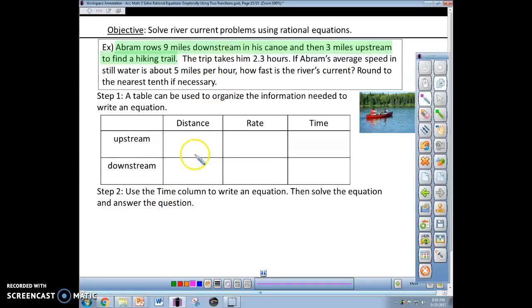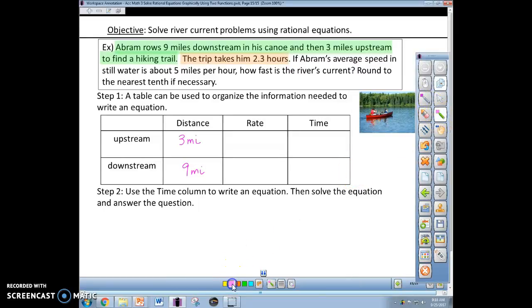A table is a good way to organize the information, especially when you're first learning how to set up these problems. And so in the table, we find distance, rate, and time for each direction of travel. So 9 miles downstream would be the distance traveled downstream, which would go here. And the 3 miles upstream would be the distance traveled upstream, which would go there. Then we see that the trip takes him 2.3 hours. We have to understand that's the total amount of time that he was in motion, and we'll come back to that a little bit later and how we use that in the problem.